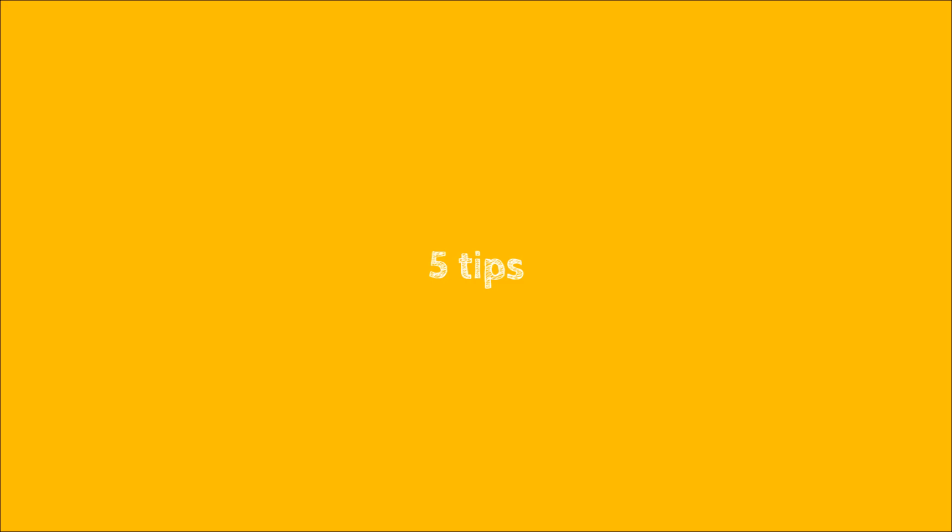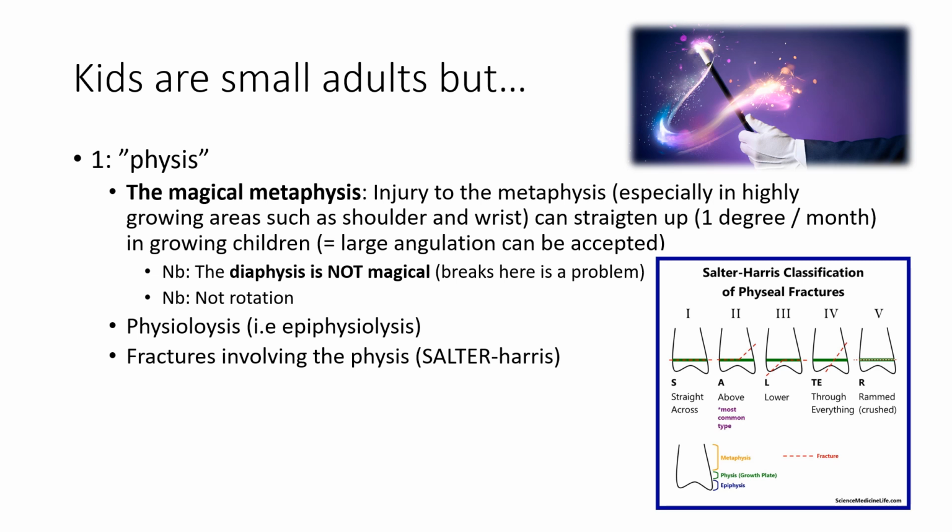All right, the 5 tips about the children. So kids are small adults, but the first one is the physis. We talked about the adult bone and the pediatric bone a bit earlier in this lecture, and one of the differences is that the pediatric bone is growing, right? So they have a metaphysis and a physis and an epiphysis.